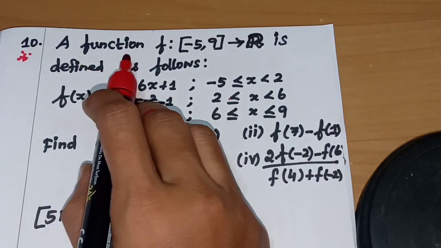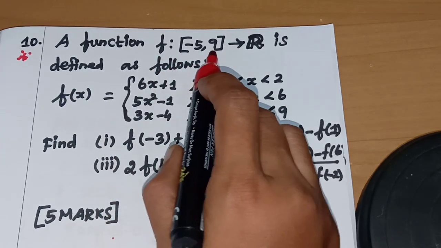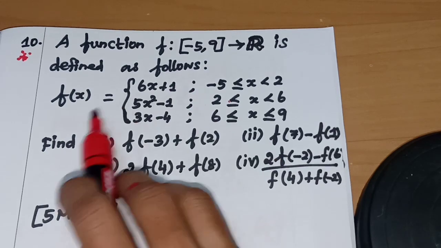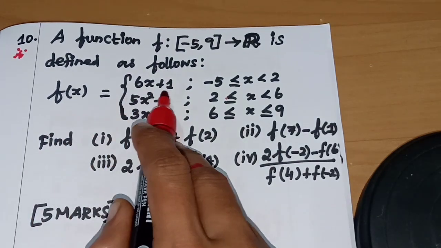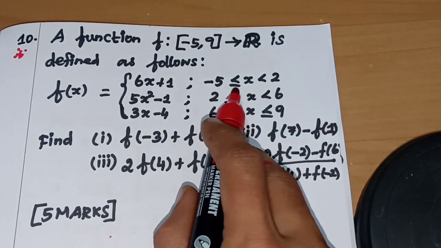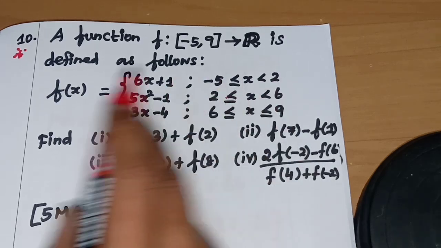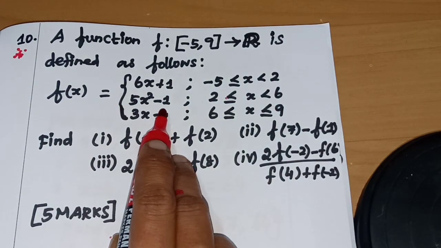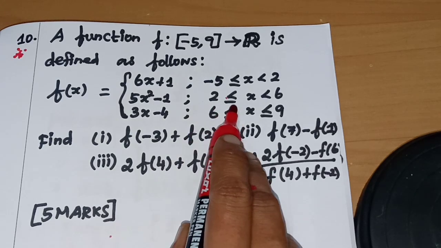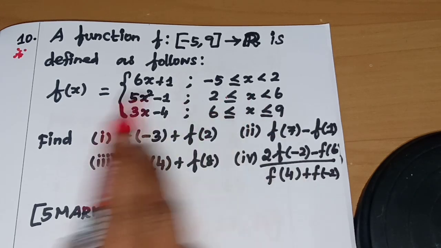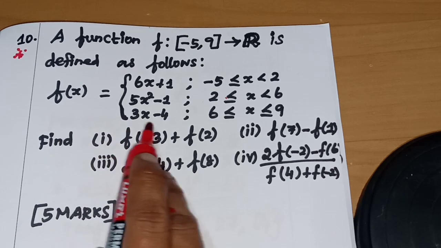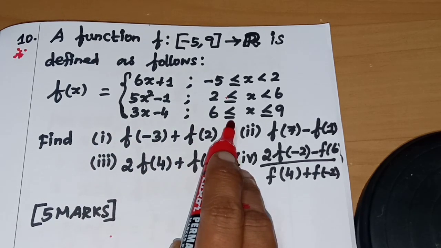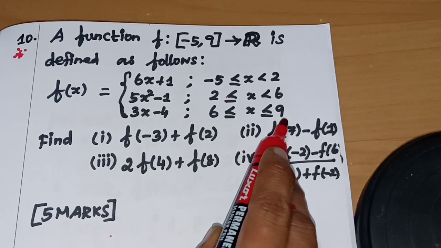10th question. A function f from minus 5, 9 to R is defined as follows. F of x equal to 6x plus 1, the limit minus 5 less than or equal to x less than 2. Function f of x equal to 5x square minus 1, the limit 2 less than or equal to x less than 6. Function f of x equal to 3x minus 4, the limit 6 less than or equal to x less than or equal to 9.